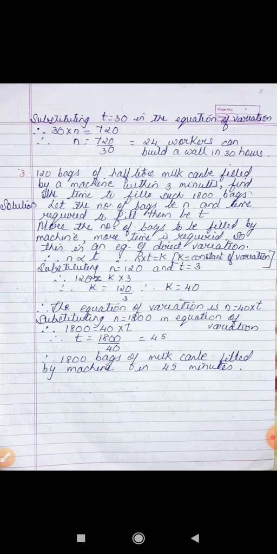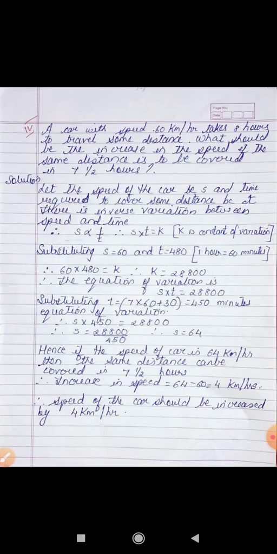Now, let us go to the next page and see the last problem. A car with speed 60 kilometers per hour takes 8 hours to travel some distance. What should be the increase in the speed if the same distance is to be covered in 7.5 hours? So let the speed of the car be s and the time required to cover the same distance be t. There is inverse variation between speed and time. Therefore, s varies inversely as 1 upon t.